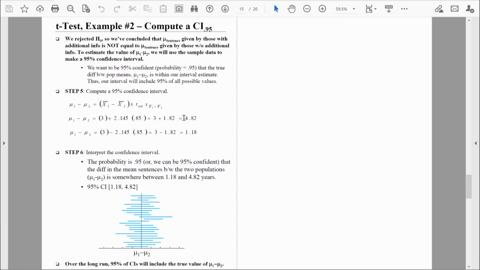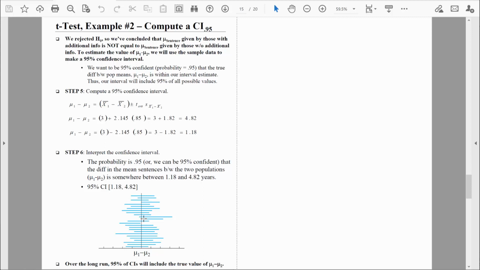And as that range becomes tighter, as it becomes more narrow, we have more certainty in that estimate of 3 years. And finally, when it comes to these 95% confidence intervals, they're a good long-term strategy. Because if we were to collect more data and compute more 95% confidence intervals, 95% of the time, those confidence intervals would include the true difference between the population means. But about 5% of the time, the confidence interval that we create would not include that true difference between the population means. And that corresponds with our alpha level of 5%.